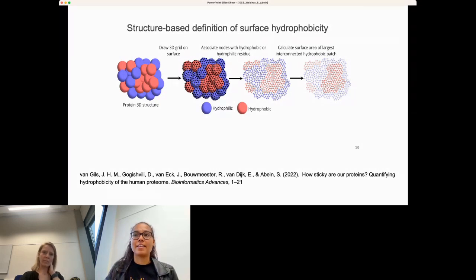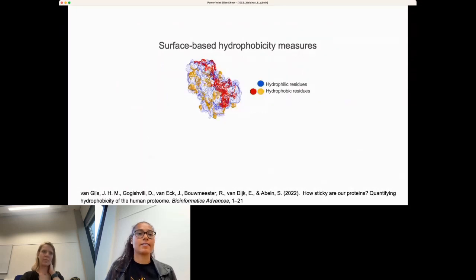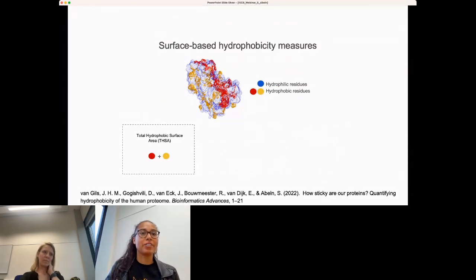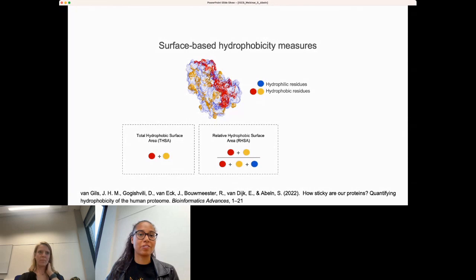Now for that, I think it's on the next slide. Yes. So we have 3 measures of hydrophobicity. Here you see the hydrophobic residues in red and yellow and the hydrophilic ones in blue. The total hydrophobic surface area is just the sum of all the hydrophobic residues, so those are all the red and all the orange dots. Then we have the relative hydrophobic surface area, which is the total hydrophobic surface area divided by the total surface area, so also including the hydrophilic residues. And finally, we have the largest hydrophobic patch, which is just the area in red.